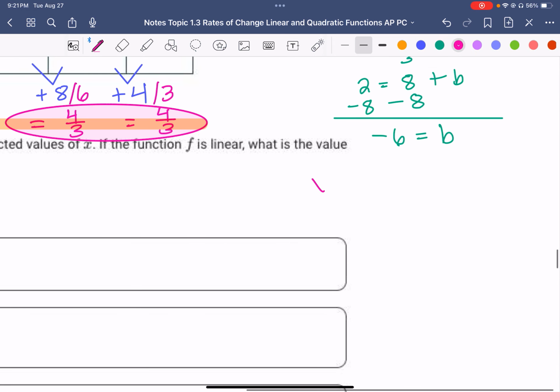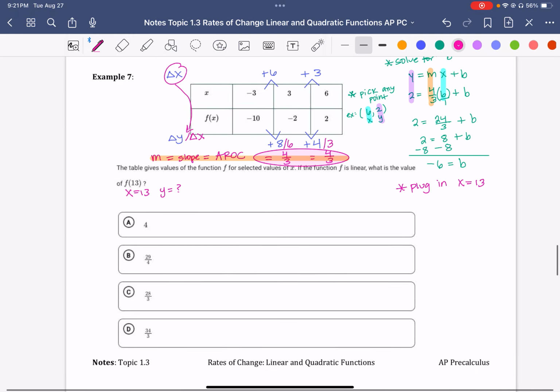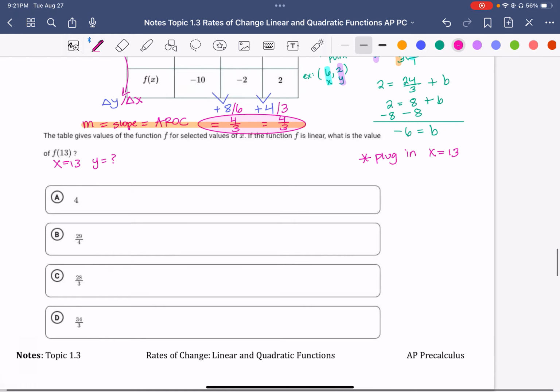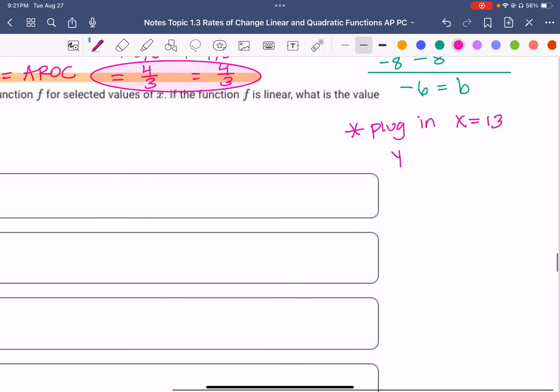So now on to the second step. Now I'm going to plug in x equals 13, which was the original problem. What is f of 13? Okay, so the function was y equals 4/3 x, and then the y-intercept that we found was negative 6. Okay, so now I'm going to be plugging in 13. So we got y is 4/3 over 13 minus 6.